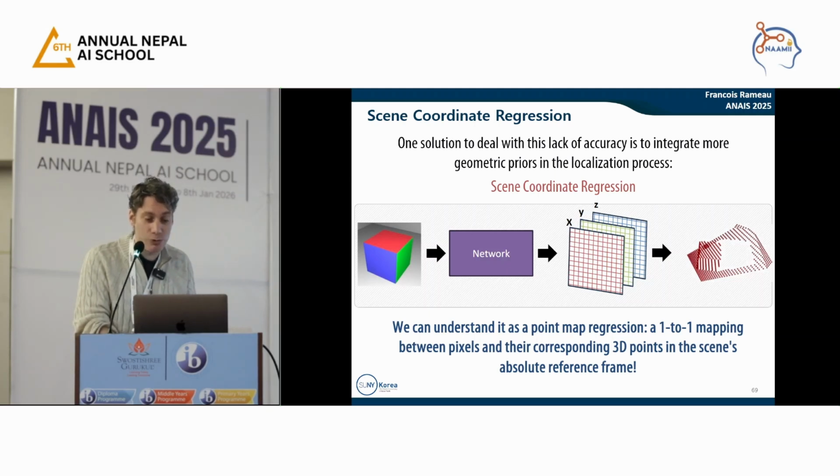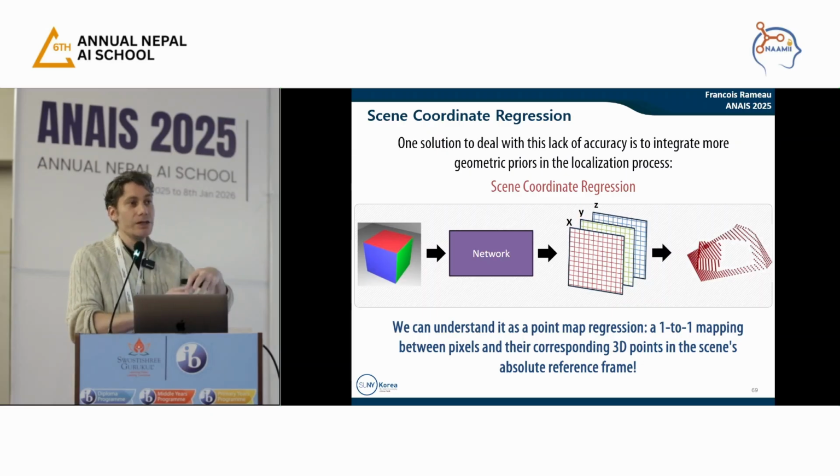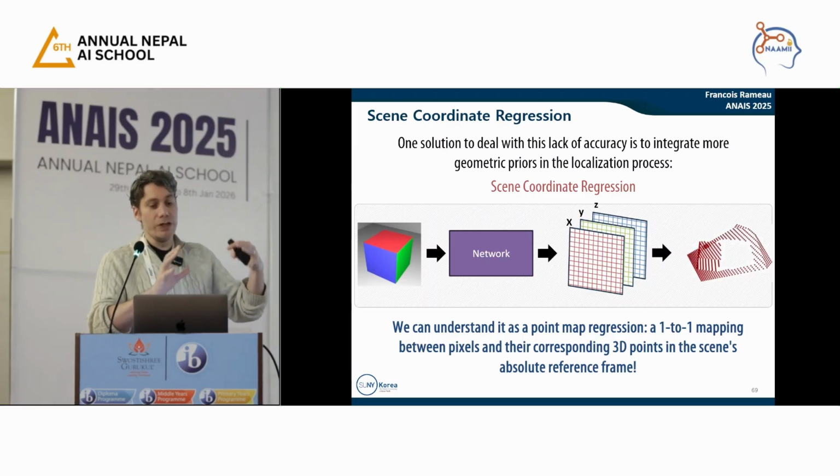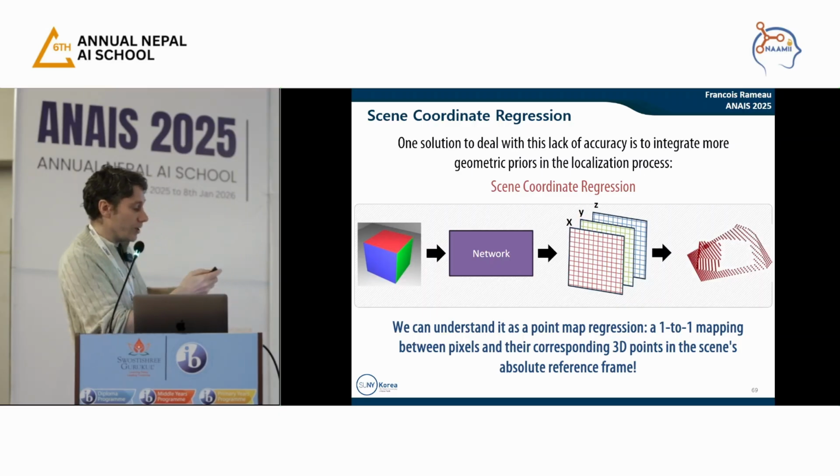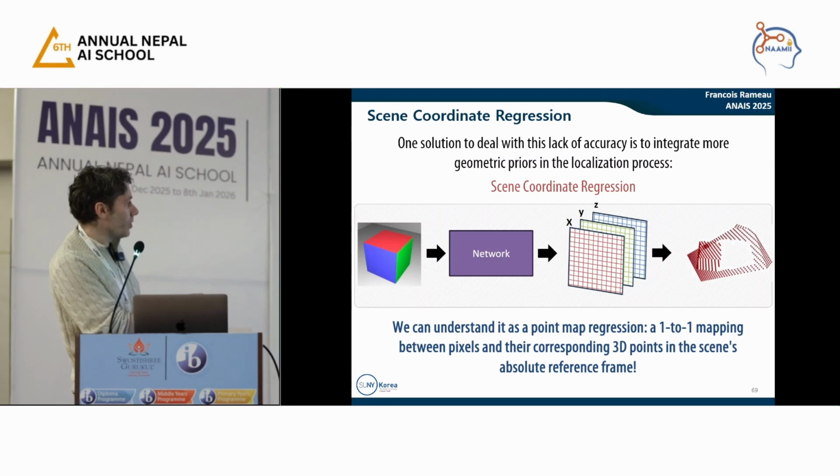So you see, this 3D point cloud has the specificity that it exists in the frame of reference of the scene in which you want to localize. You can understand that as a point map regression. It's another term that you might have heard of if you work in 3D. It's a one-to-one mapping between the pixels in your image and their corresponding 3D points in the absolute reference of the scene. Again, what does it mean? It means that we have some 2D coordinates and their mapping in the 3D scene.